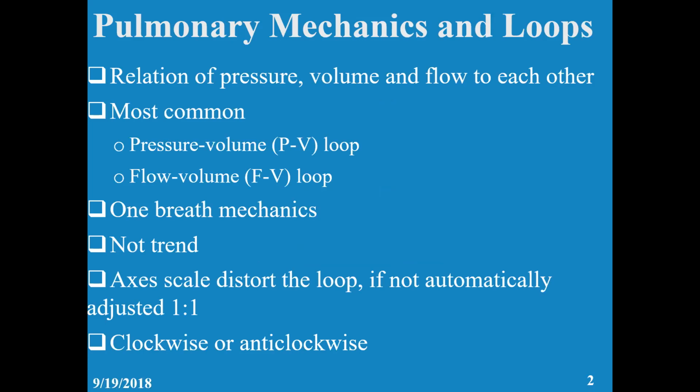Okay, so today we will speak about pulmonary mechanics and loops. Loops are the relation of pressure, volume, and flow to each other. We have two very common ones that we will discuss today, and we'll pass the other ones: the pressure volume loop, which is very important, and the flow volume loop. It gives us one breath mechanics. It does not show us the trend.